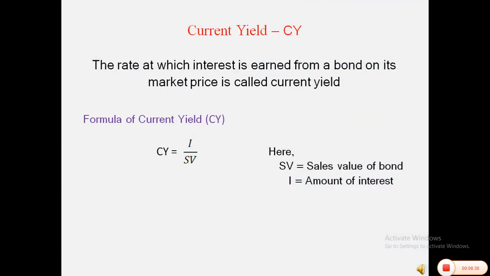Current yield, CY. The rate at which interest is earned from a bond on its market price is called current yield. Formula of current yield, CY, equals I divided by SB. Here SB equals sales value of bond, I equals amount of interest.